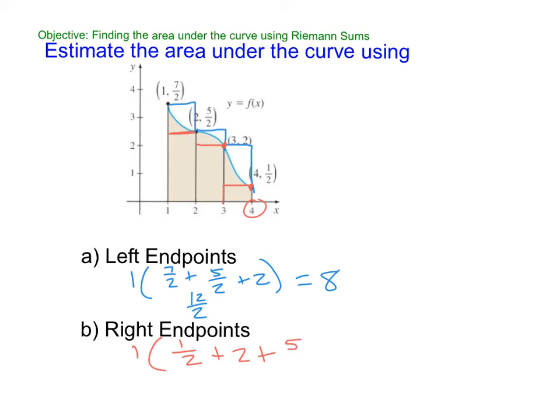And then 5 over 2. So let's see, we get 6 over 2 plus 2. So for this one, we get 5. So the actual answer will be somewhere between 5 and 8. I mean, that's a really big range, so it's not super accurate, but it works.